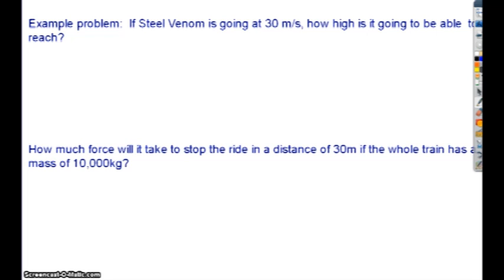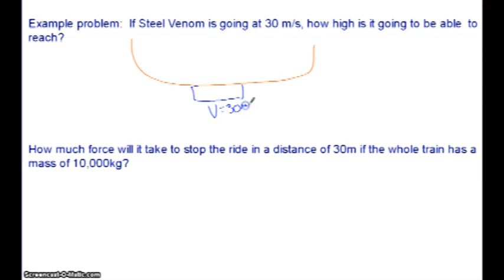So if you think about Steel Venom, the roller coaster, it has a track that goes up, kind of makes a U shape, and then you've got the train that hangs down from the track. So we're saying this is starting out at 30 meters per second, and it's going this way. We want to know what height Steel Venom can attain. When we're looking at this, we have to think in terms of energy, what sort of energy does it have in the beginning?